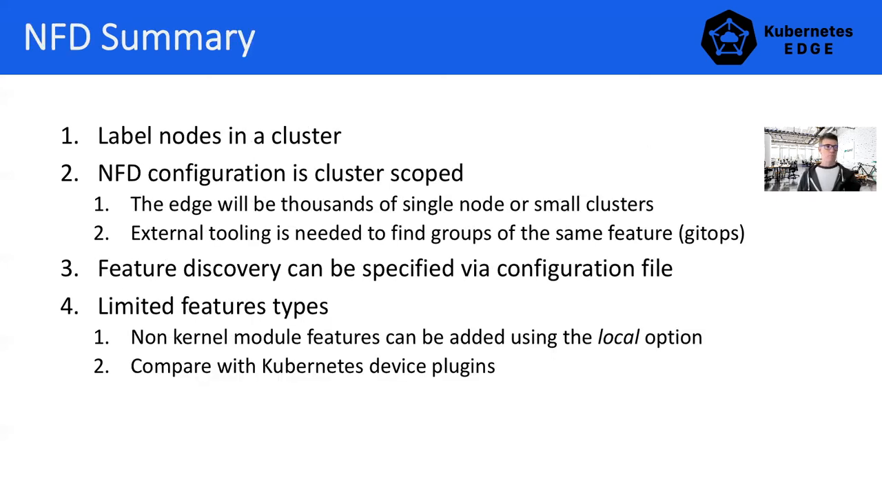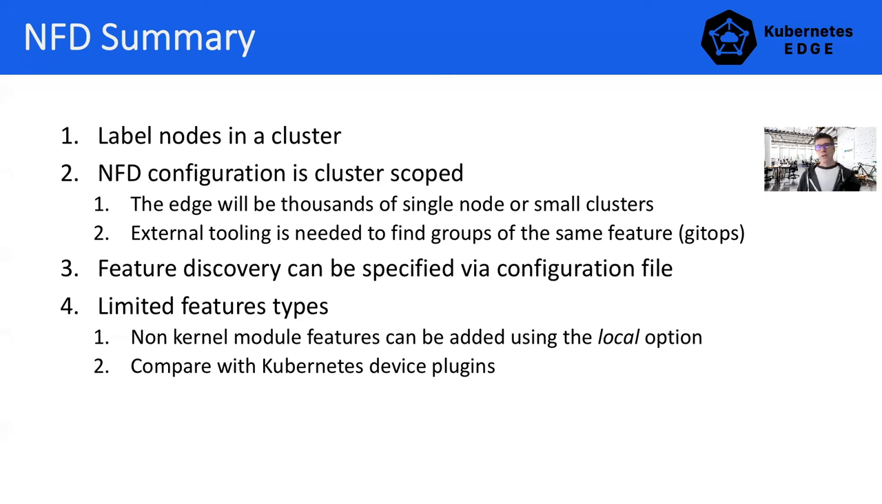This is a summary of what we just went through. Labels are applied to nodes in a cluster. I think GitOps will be useful in labeling large numbers of clusters. Features are unlocked using a configuration file. Node feature discovery has a limited number of out-of-the-box feature types, which does include kernel module discovery. However, if there are types that aren't matched, you can use the local type when there's no other default available.